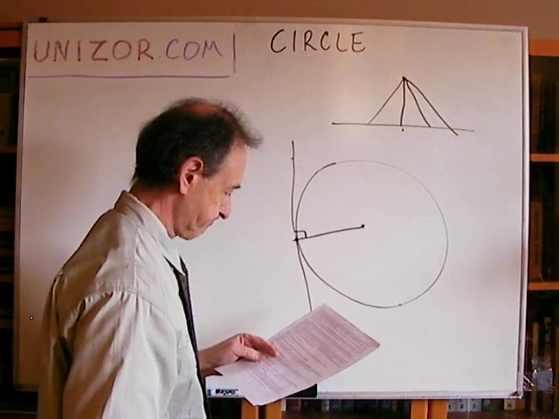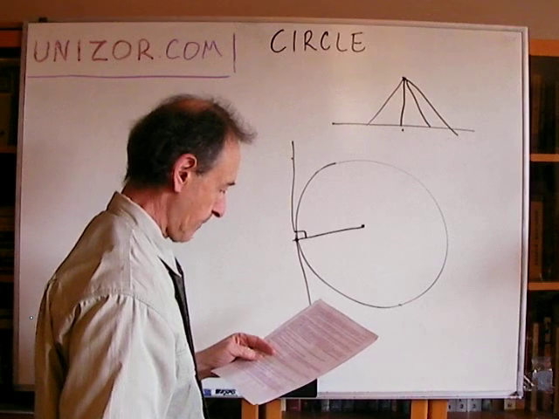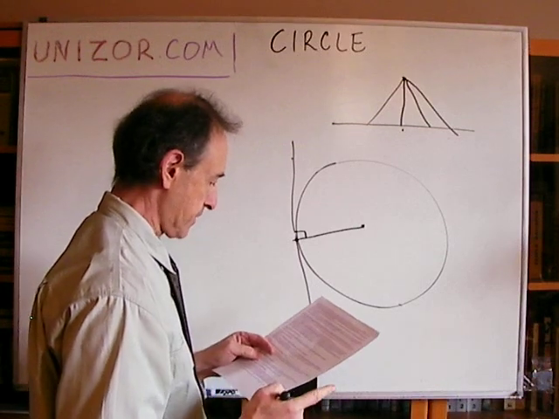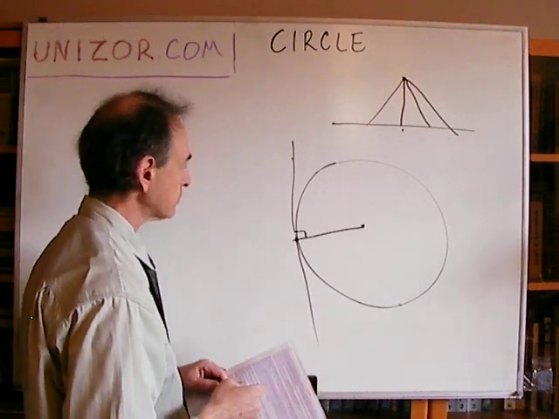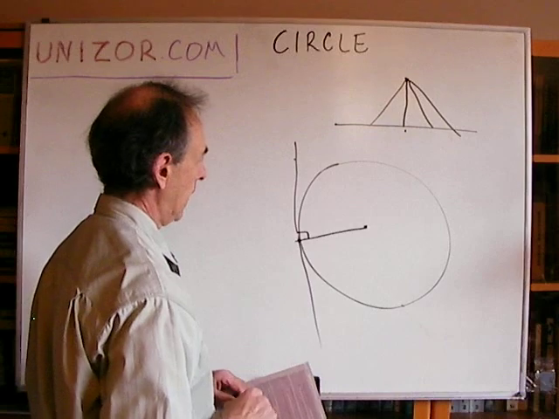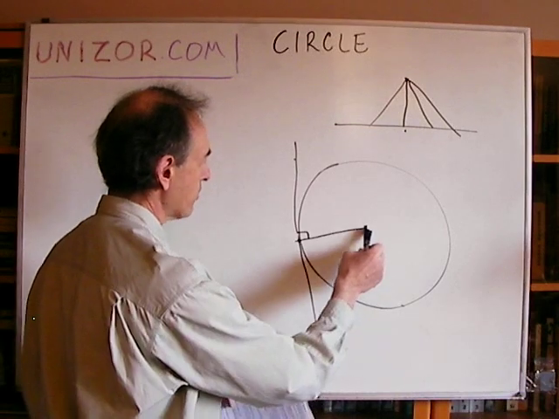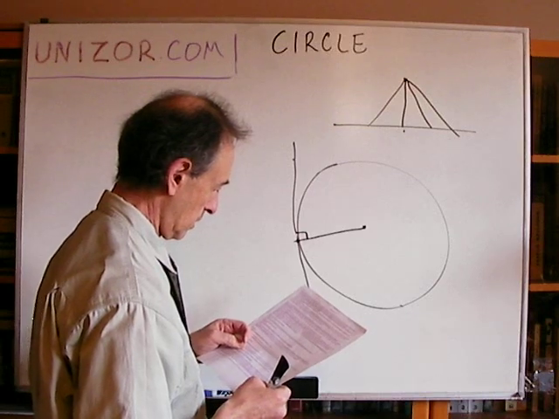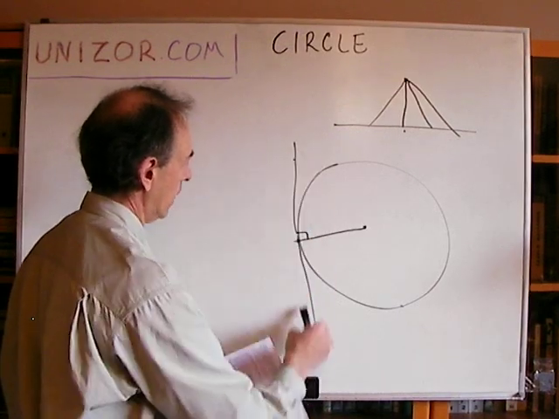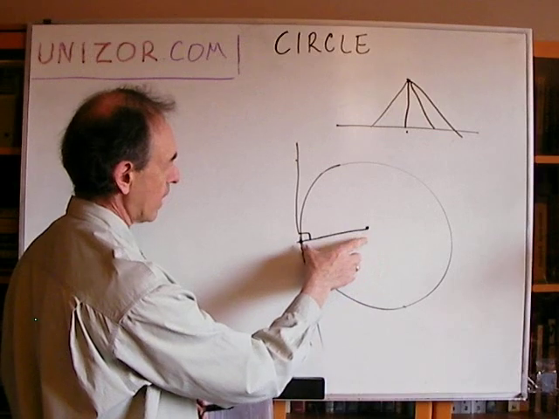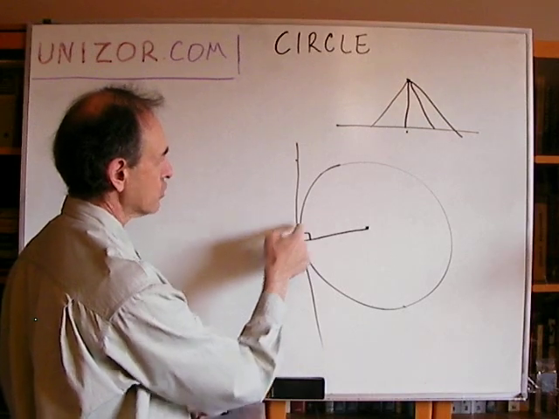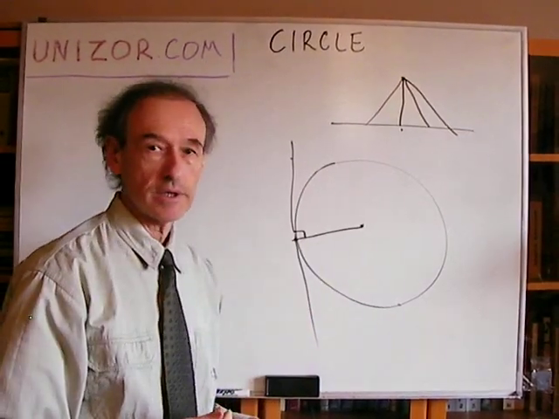Next. There is an inverse theorem. Here is the inverse theorem. If you have a line and you have a perpendicular to another line, which means first we have a radius, then we have this point where the radius is touching a circle, and draw a perpendicular line here.